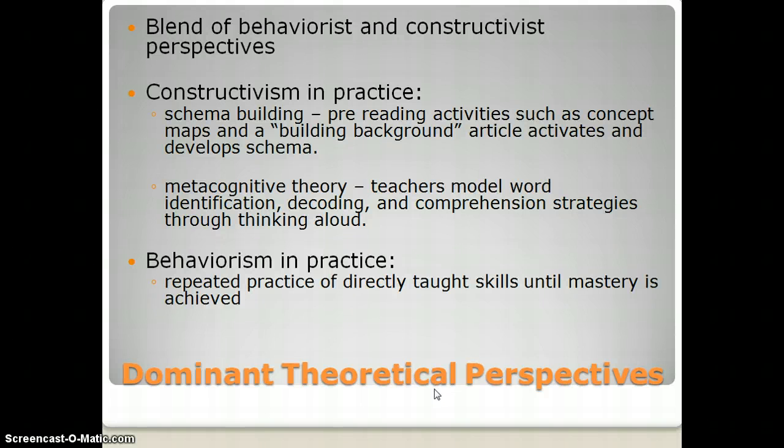So first, there is evidence of constructivist theories in action. Specifically, I found several examples of schema building and metacognitive theory. One example of schema building in action is how, at the beginning of each unit, pre-reading activities are introduced to build students' background with a story, theme, and vocabulary.